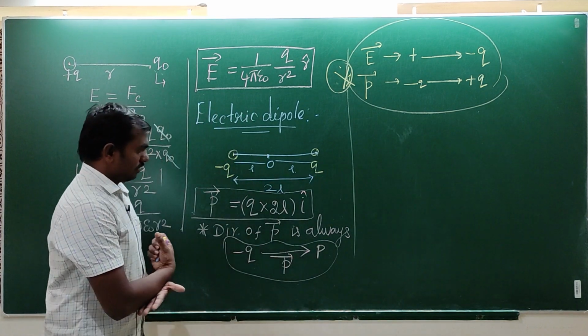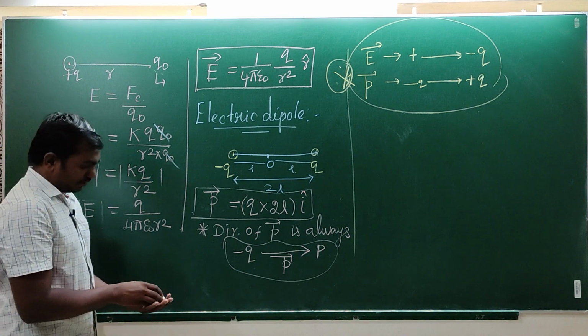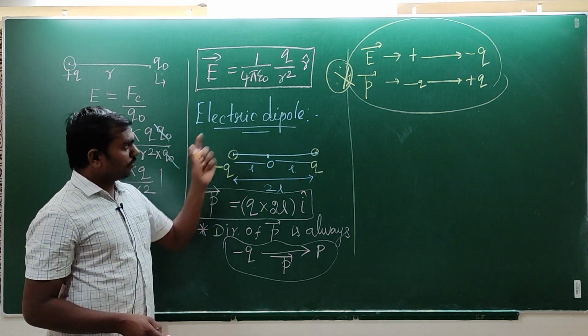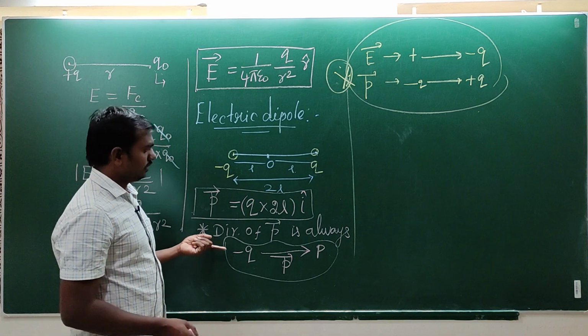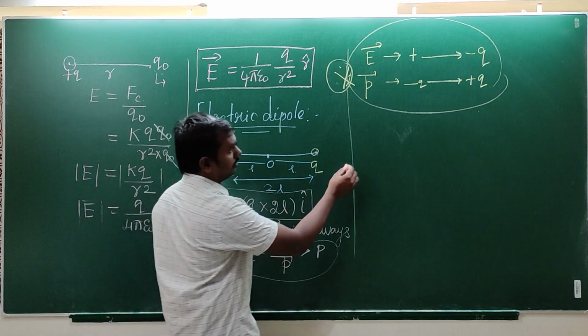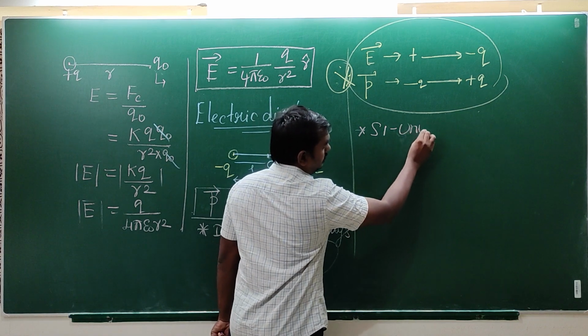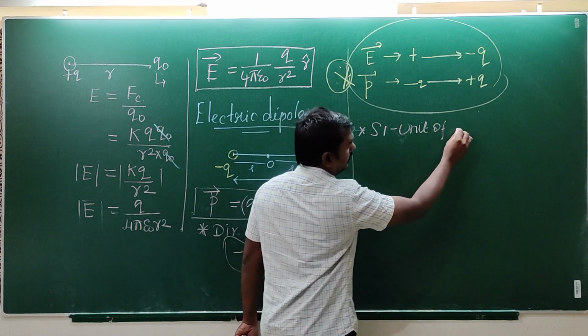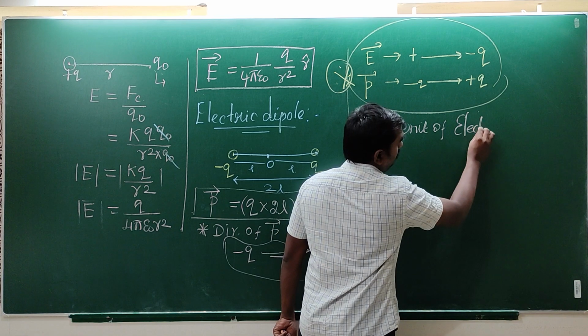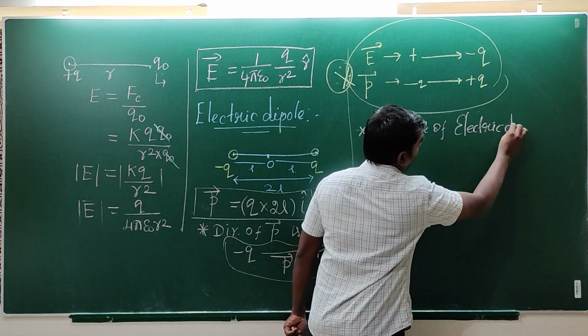ஓகே, ஸோ ஐ ஹோப் உங்களுக்கு புரியுதுன்னு நினைக்கிறேன். ஐ ஹோப் த எலக்ட்ரிக் டைபோல் இஸ் அ வெக்டர் குவான்டிட்டி. அண்டு நெக்ஸ்ட்டு பாசிபிள் கொஸ்டின்ஸ் பார்த்தீங்க அப்படின்னா, what is the SI unit of electric dipole?